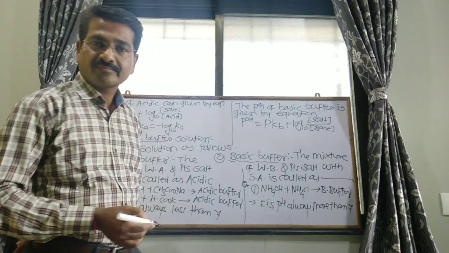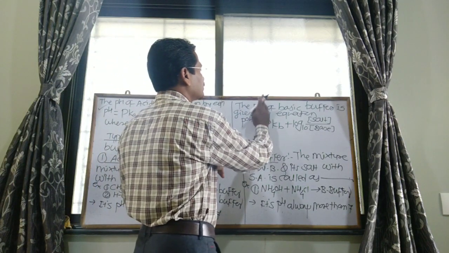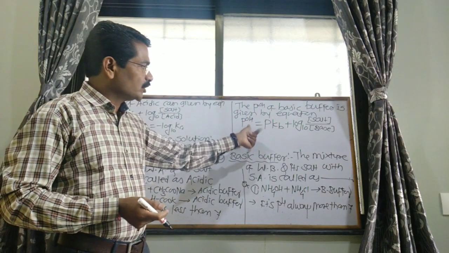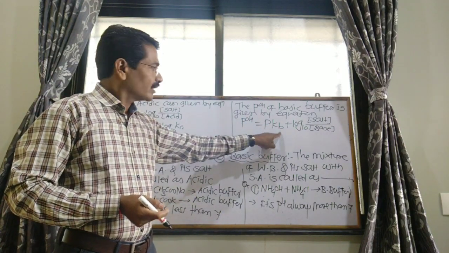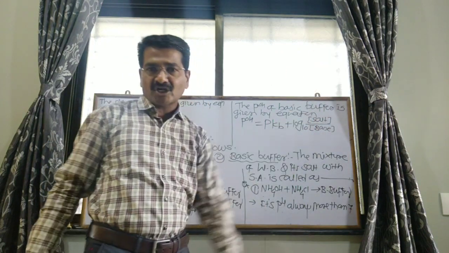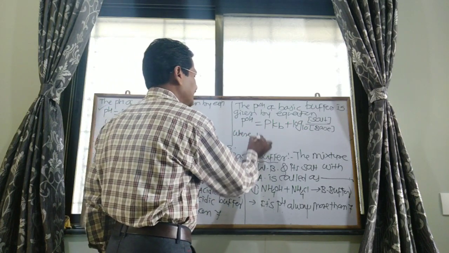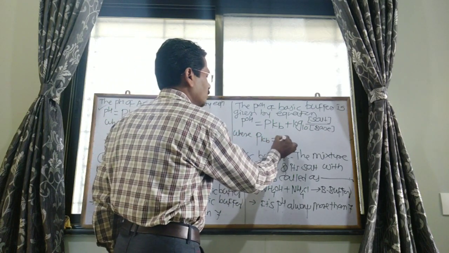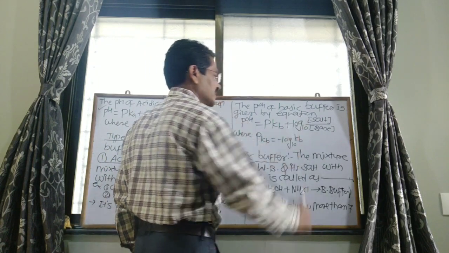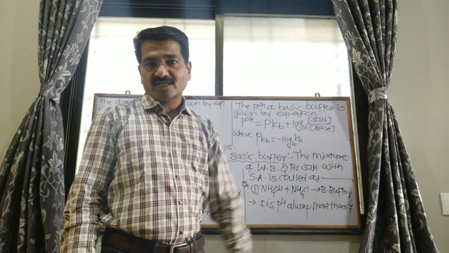Again, see the formula to calculate pOH of basic buffer. pOH is equal to pKb plus log to the base 10 of the concentration of salt divided by the concentration of base, where pKb is equal to minus log 10 Kb, where Kb is the dissociation constant of base.